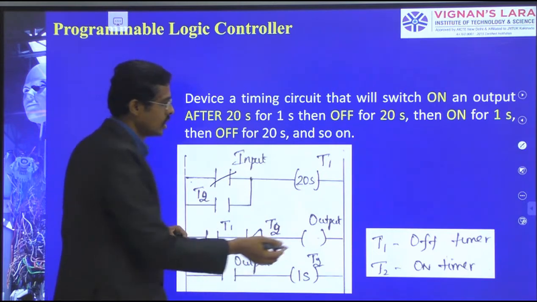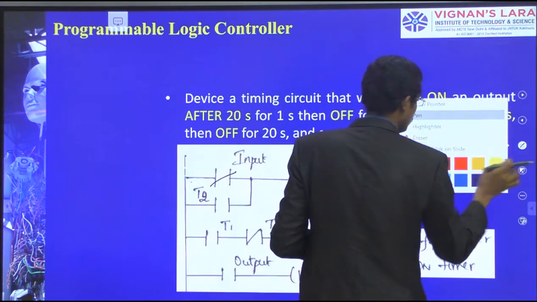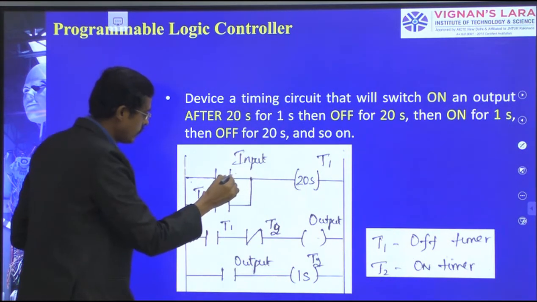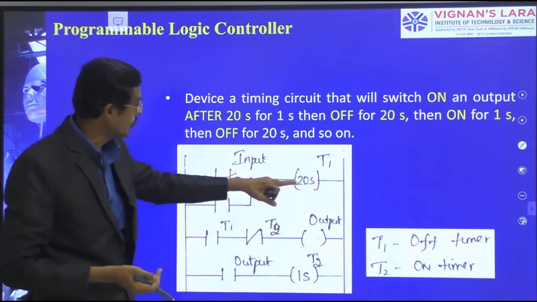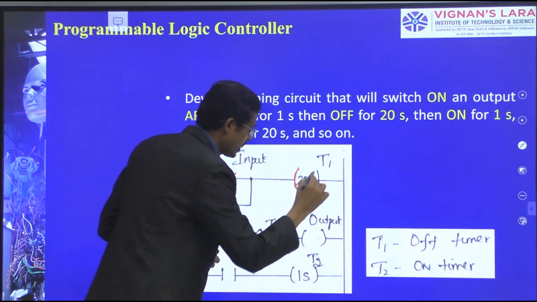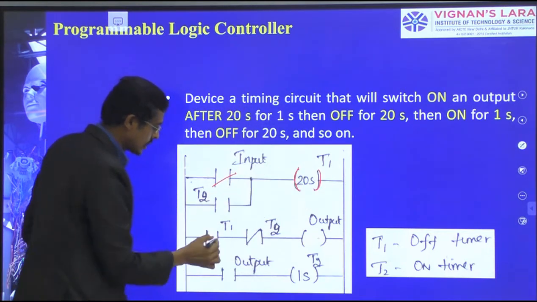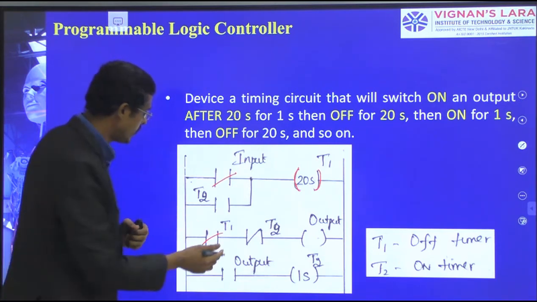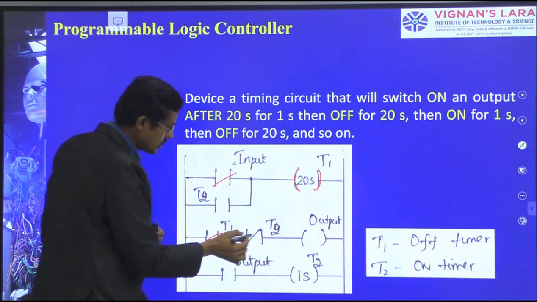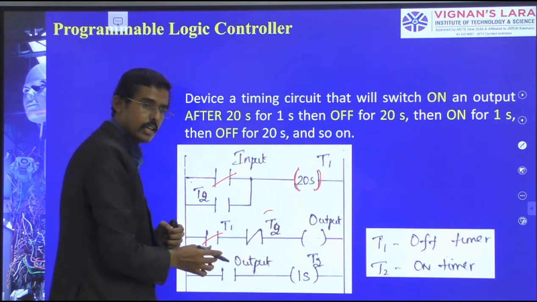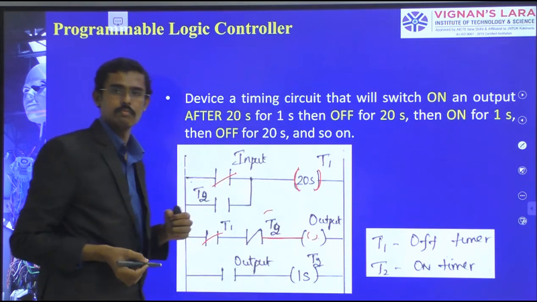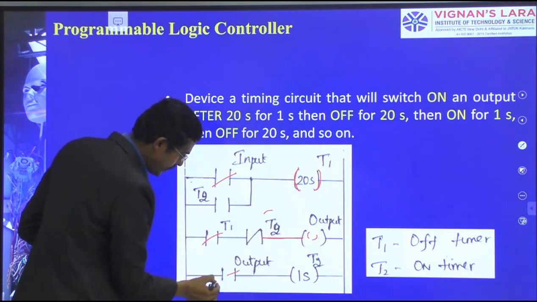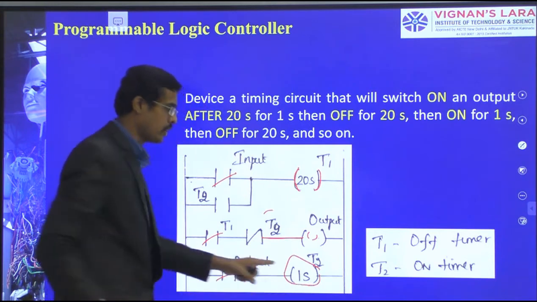We will see. Input has been given, and after 20 seconds of time, this T1 is connected here. If T1 is activated, we can see I have a disconnection there, and then it goes to here and activates the output. When the output is activated, it should run for 1 second only. Therefore, for this 1 second, timer 2 has been given.